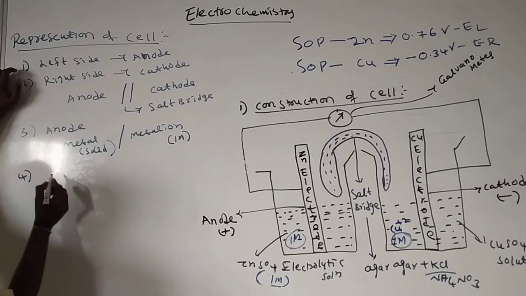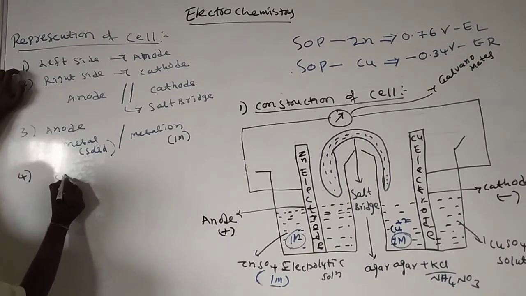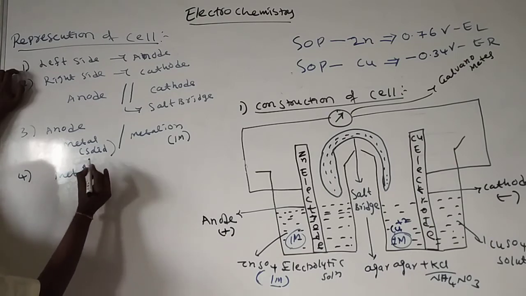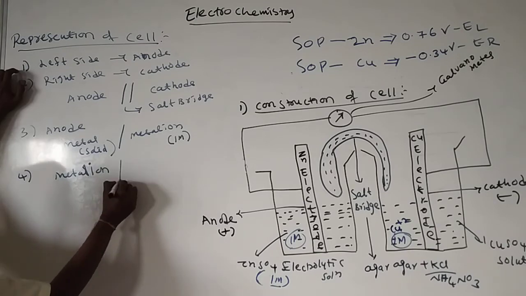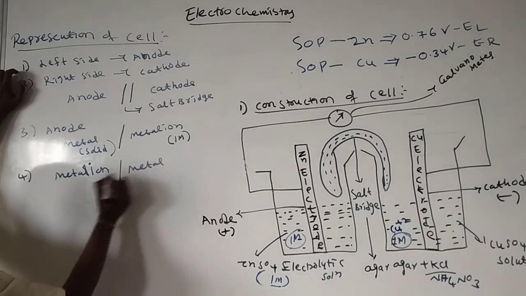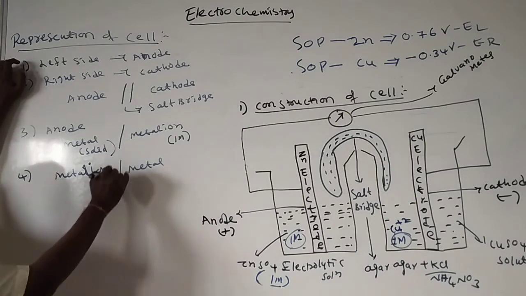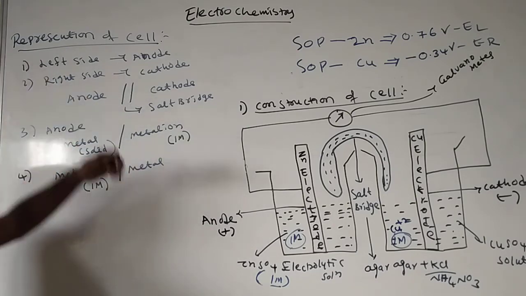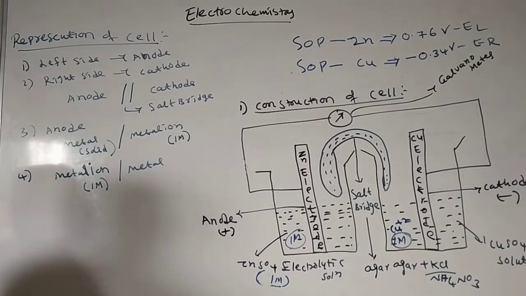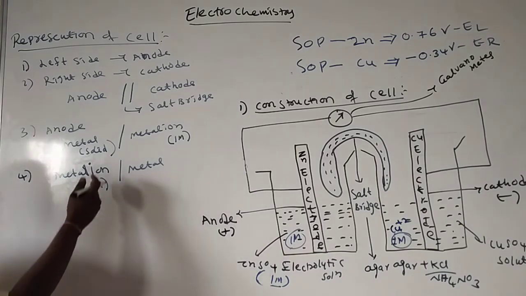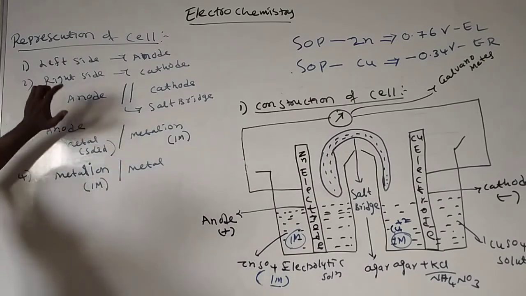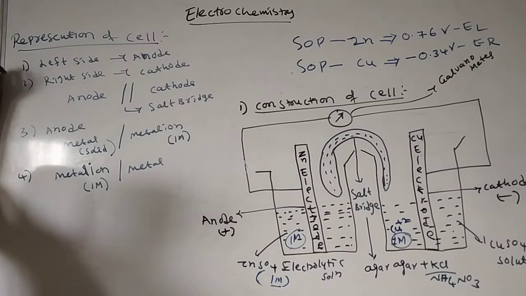Next, in the cathodic part you write first the metal ion and then the metal, separated with one vertical line. Here write the concentration, that means 1M, 1 normal, 0.1 normal, deci normal or any other concentration. You write like that. Okay, these are the steps involved in representation of cell.